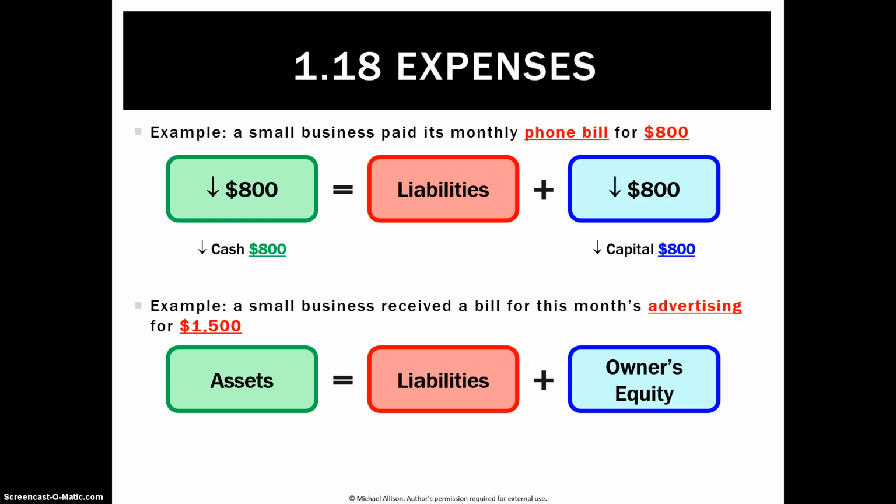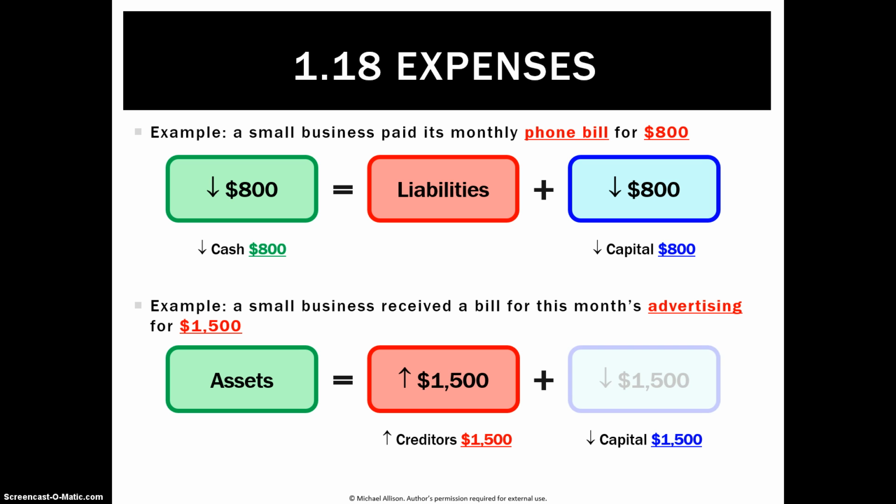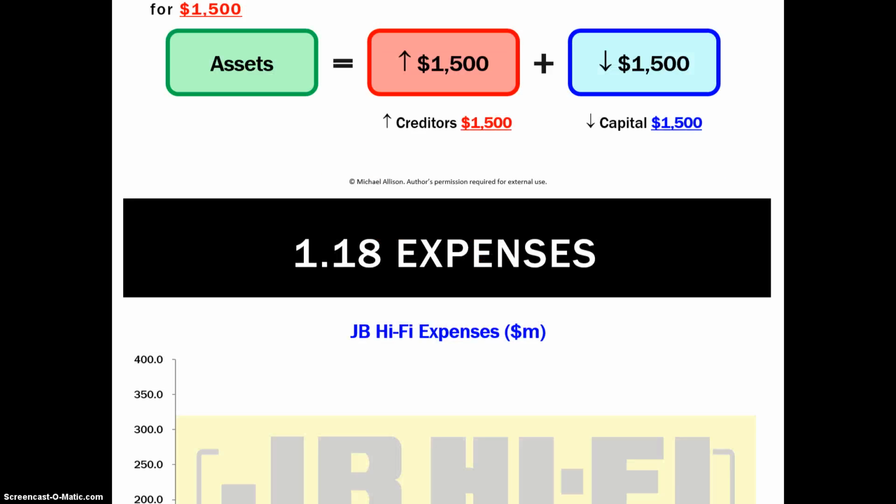Another example could be we get the advertising bill this month and don't pay it. So in this case, we don't have any asset decreasing, we have a liability going up, in this case creditors. The other thing that will happen is that it'll decrease owner's equity because capital will decrease. Our accounting equation still holds. We have 0 on the left-hand asset side, and on the other side we have liabilities going up $1,500 and owner's equity going down $1,500. That still holds because it balances to 0.